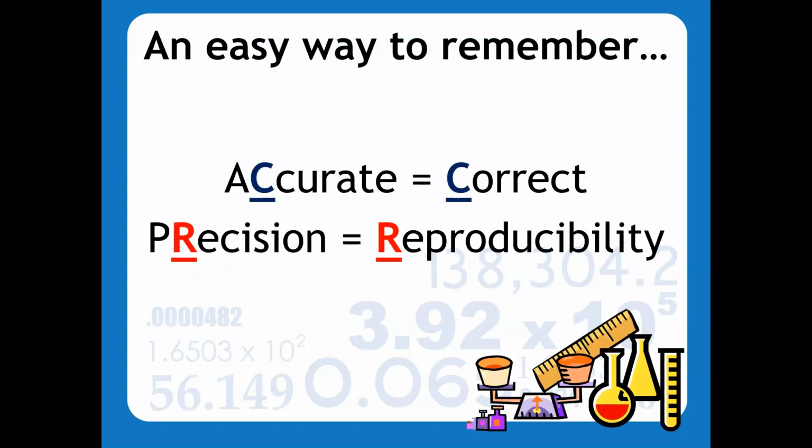An easy way to remember is if you're confused about accuracy, I picture the C in accurate representing the C in correct. The precision, the R in precision, represents the R in reproducibility, right? The ability to get the same measurement over and over again.